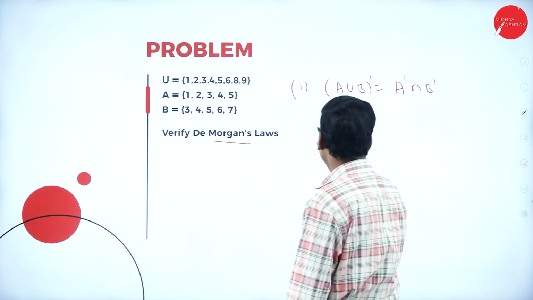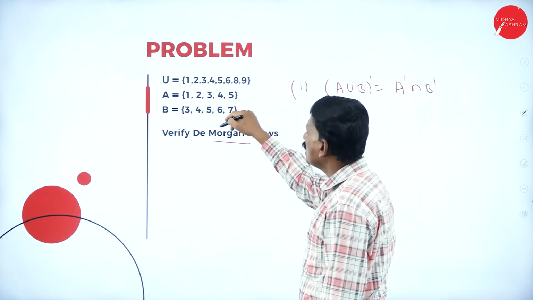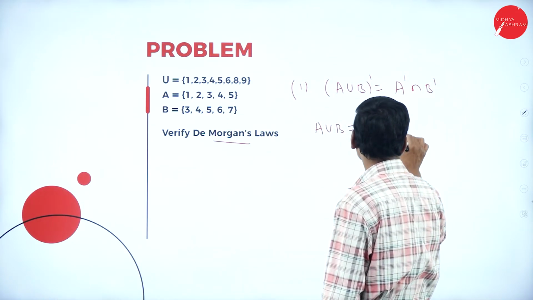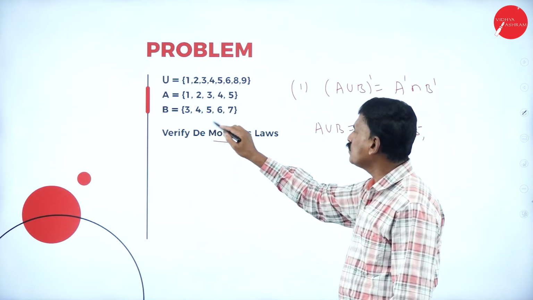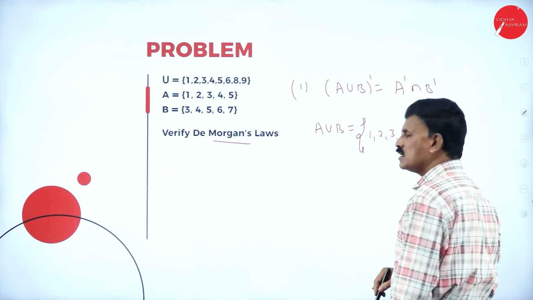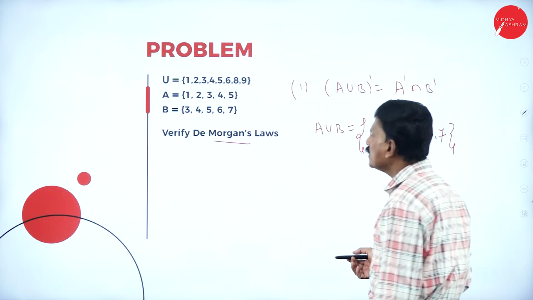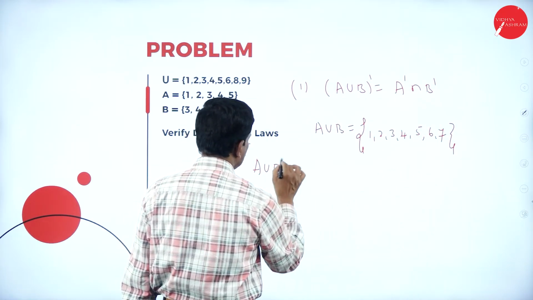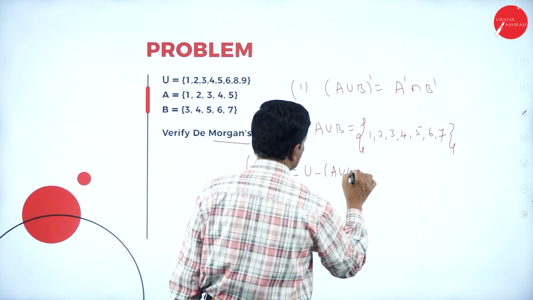Now, first write down A union B. A union B is nothing but all the elements which are in A and B. A contains 1, 2, 3, 4, 5 and B contains 3, 4, 5 is already there, 6, 7. A union B is equal to 1, 2, 3, 4, 5, 6, 7. Okay, then (A union B) whole dash is nothing but U minus (A union B).